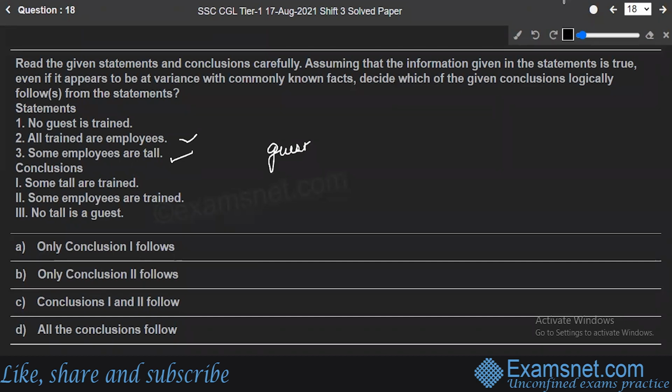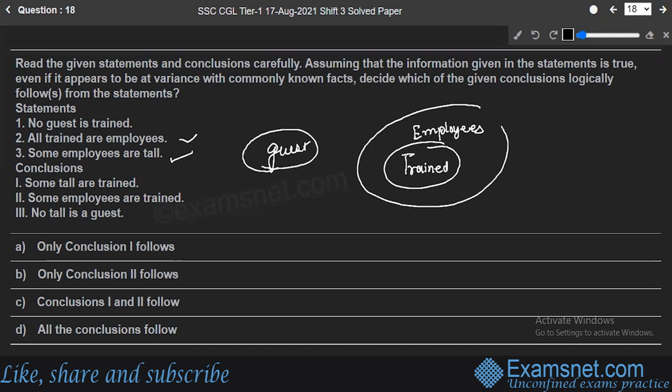Here you have the guest. It's saying no guests are trained. So first of all, let's make the entity guest over here. All trained are employees, so let's make trained over here. Now it is saying all trained are employees, so employees is somewhat like this. Next, it's saying some employees are tall. Here is tall. Some employees are tall, right?